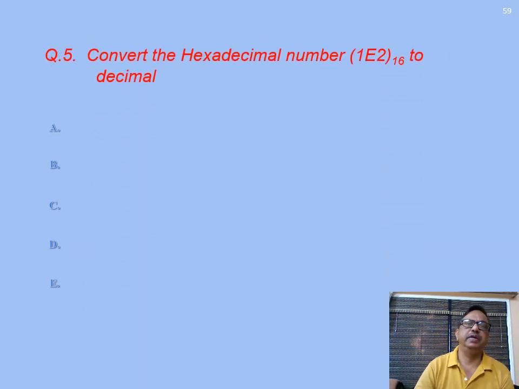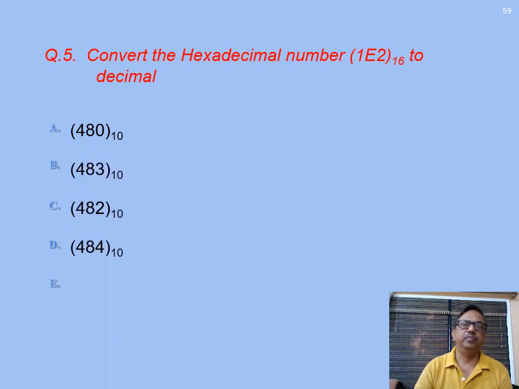The last question, where we have to convert the hexadecimal number 1E2 into the decimal number system. Its options are 480, 483, 482, 484. Similarly, you have to do your job here. Your answer is 482.